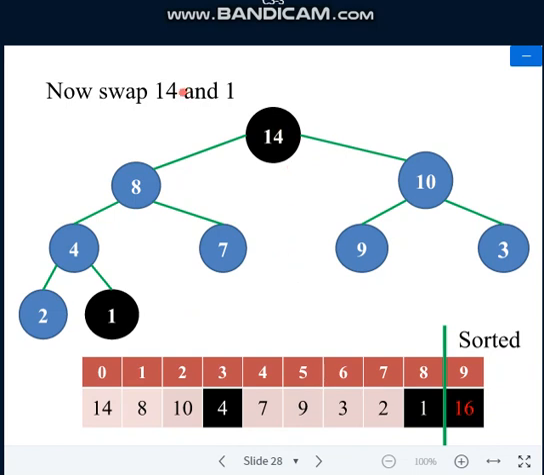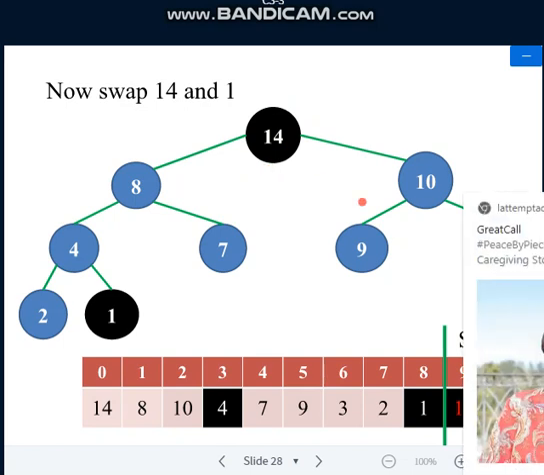So is it a max heap tree now? Let's check. Yes, 14 is greater than 8 and 10. 8 is greater than 4 and 7. 4 is greater than 2 and 1. Here 7 doesn't have any child, so we need not worry. Then 10 is greater than 9 and 3. So now it is a max heap tree. When it is a max heap tree, what will be the root node? The root node will have the highest, the greatest value.